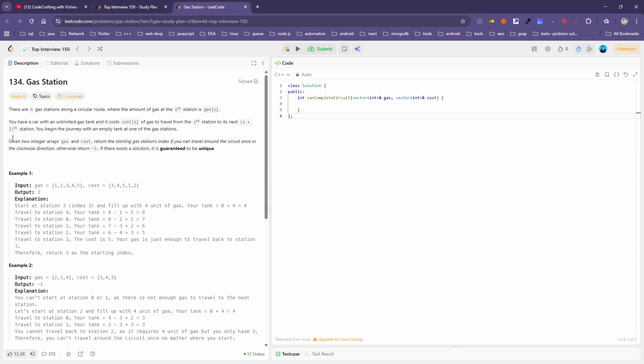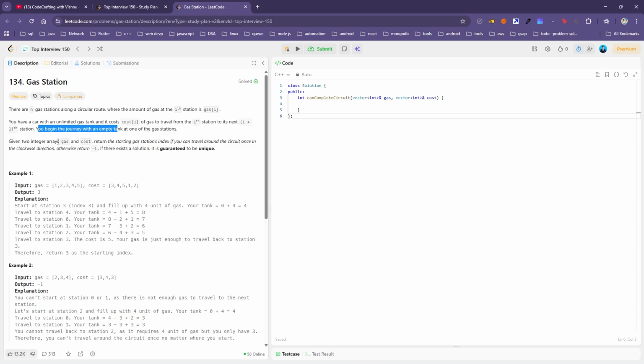Okay, so there are n gas stations along a circular route, where the amount of gas at the ith station is gas[i]. Now you have a car with an unlimited gas tank and it costs cost[i] of gas to travel from the ith station to the next, i plus 1 station. You begin the journey with an empty tank at one of the gas stations.